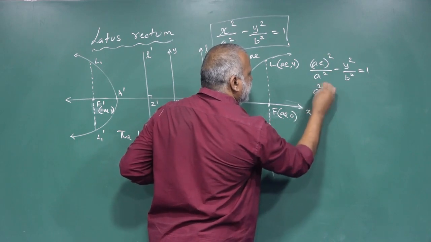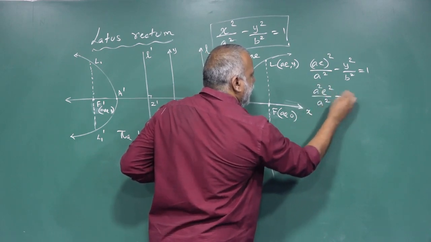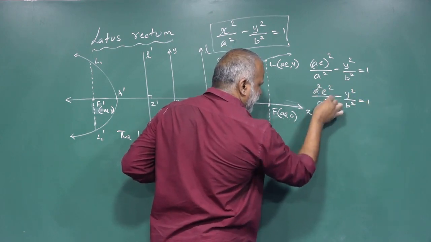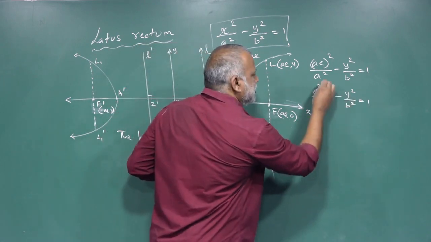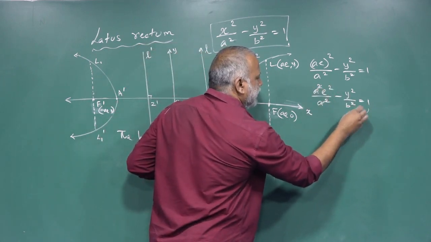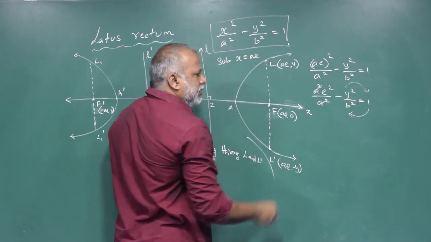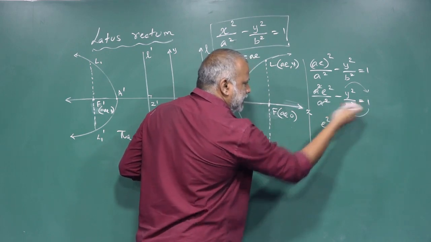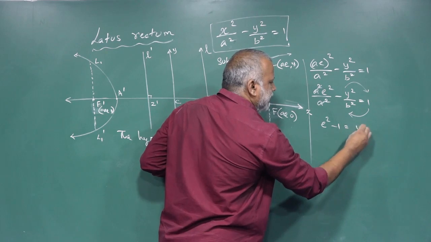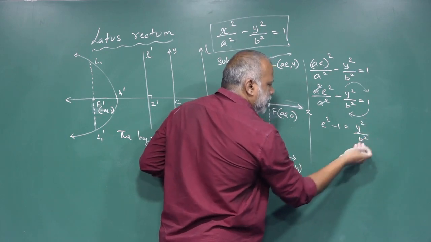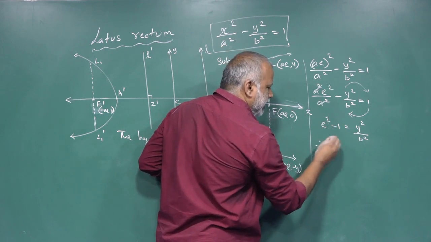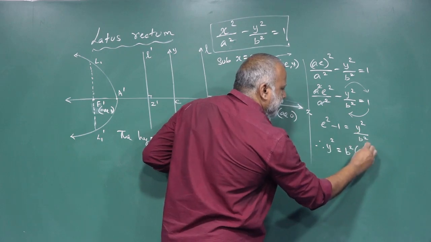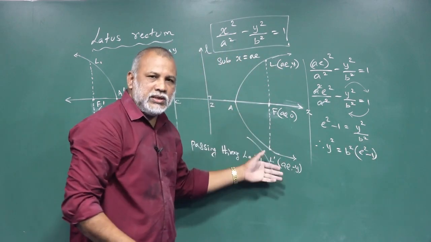Just squaring this value, we get a squared e squared divided by a squared minus y squared by b squared equals 1. Now a squared will be removed. So I can interchange these two values. See, this 1 comes here, this y term goes to the other side. Then what will happen here? See, e squared minus 1. The 1 comes to this side, it will take negative, and this negative goes to the other side. We get positive y squared by b squared. Cross multiplying this b squared, I can say y squared equals b squared times (e squared minus 1). So can you follow this result?